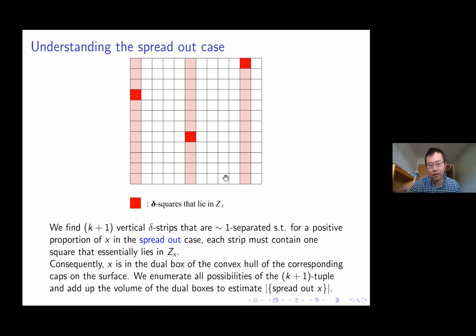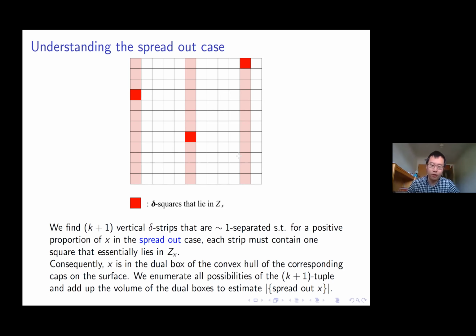Our strips satisfy that each strip contains 1 square in the two-dimensional case that's essentially in this stationary set. So what do we know about x when you have those squares? Well, for example, for an x, if your stationary set contains the 3 red delta squares as shown in my picture, then x has to be in the dual box of the convex hull of the corresponding 3 red caps on the surface. So that's just a simple geometric observation.